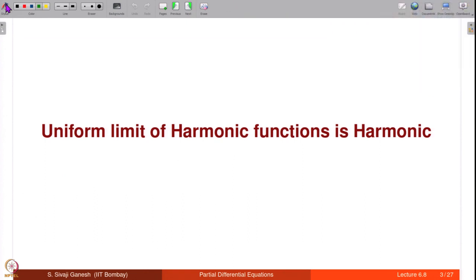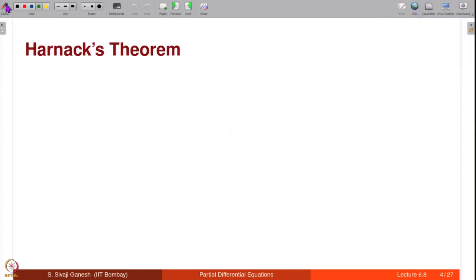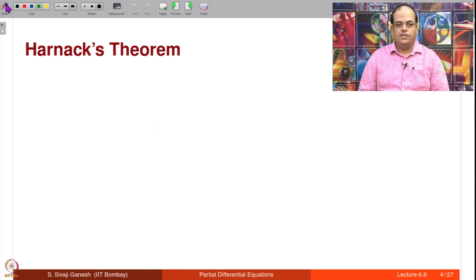So, the uniform limit of harmonic functions is harmonic. It is also called Harnack's theorem. There are too many theorems going by this name Harnack, so you have to be careful when referring to these theorems.